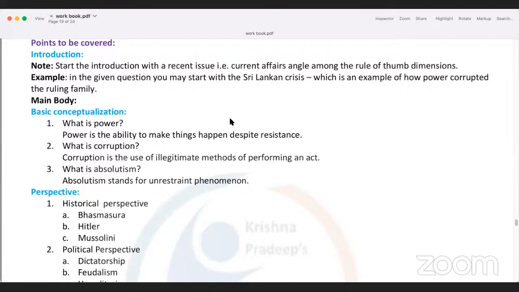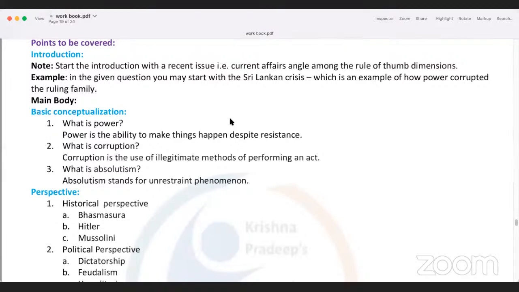You can start with a story, or you can start with a quotation. You can start with a recent example like this: the power in Sri Lanka has corrupted, and this corruption is extensive. That is the introductory part.